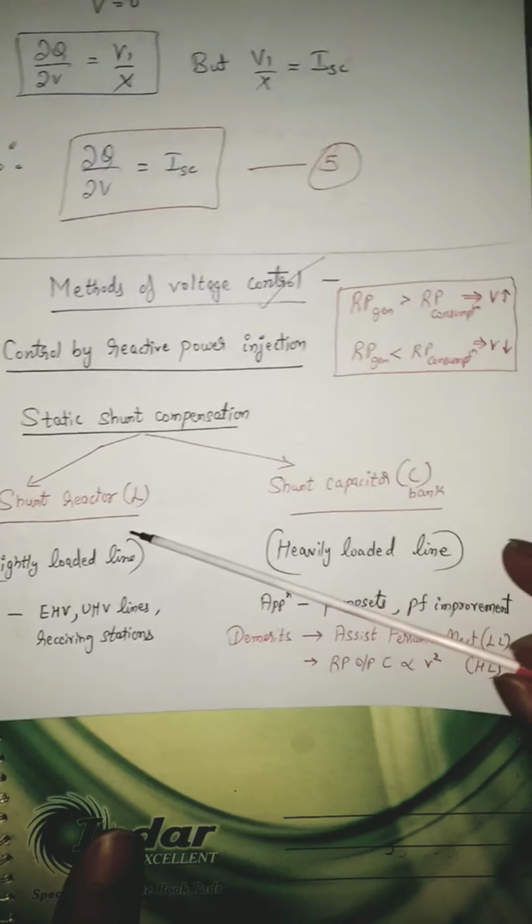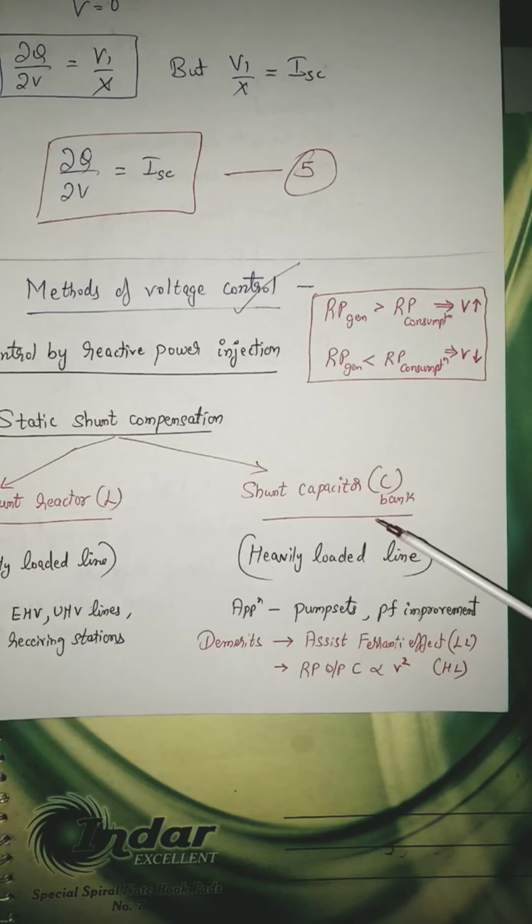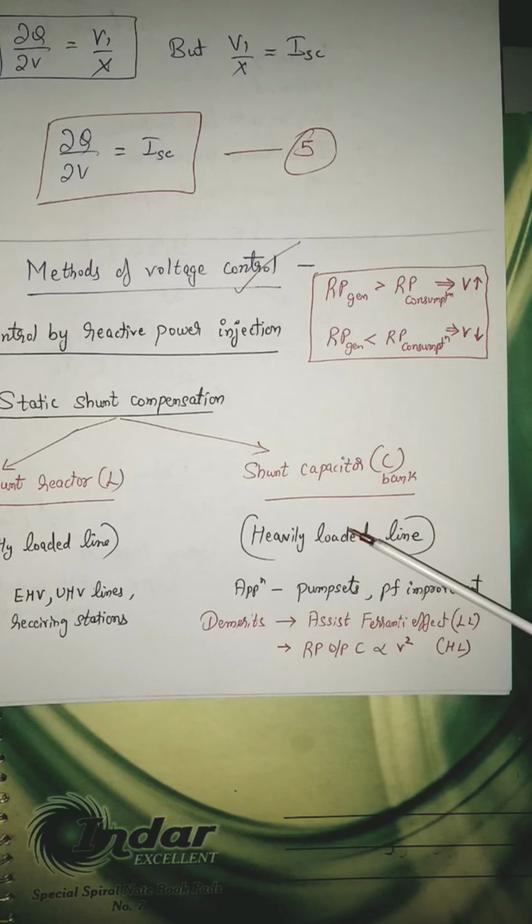Now let us take shunt capacitor or capacitor banks. This will be utilized when the line is heavily loaded. That is, the consumption is more and supply is less. When the consumption is more and supply is less, there will be a drop in voltage in the system. Whenever there is a drop in voltage, most of your equipment will not work. So to boost the voltage, we will be including a capacitor in parallel. Generally, a capacitor is called a reactive power source and an inductor is called a reactive power consumer. So if I put a capacitor in parallel, it will increase the reactive power.